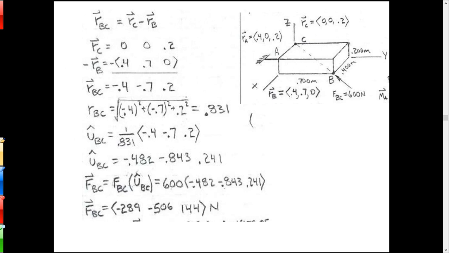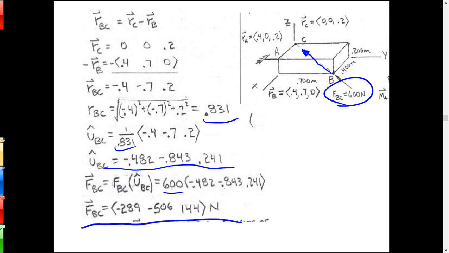What we want to do then is take this 600 Newton force and convert it into a force vector. I do hope you know how to do this by now, because this is something we've been doing, and you want to get competent and comfortable with it. So to find RBC, we take RC minus RB, and we get negative 0.4, negative 0.7, 0.2. Take the square root of the sum of the squares to get the magnitude. Divide through by the magnitude to get the unit vector. Factor the unit vector up by 600, because that's the magnitude of the force, and you get the force vector. So those are the steps. That's how you do that. We okay with that?